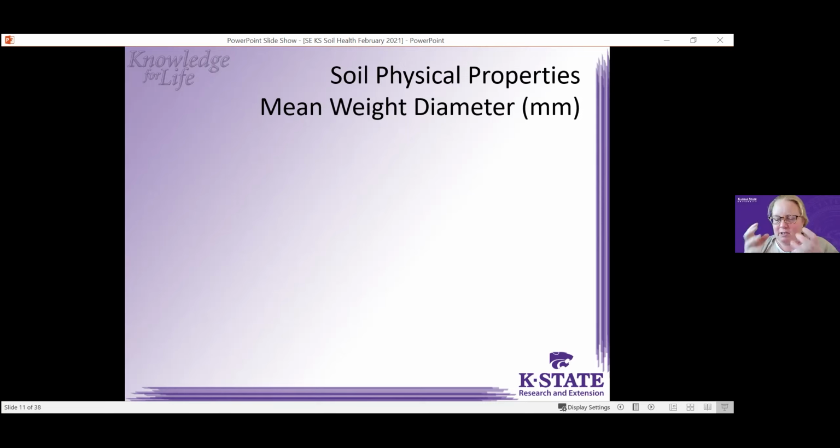So just like your grade point average in school was a way to summarize how you did in all your classes, that's like mean weight diameter. So the bigger the number, the better. Just like you want to be closer to a 4-point in school, or you hope your kids have that on their grade cards. So for mean weight diameter, the bigger the millimeter, the better.